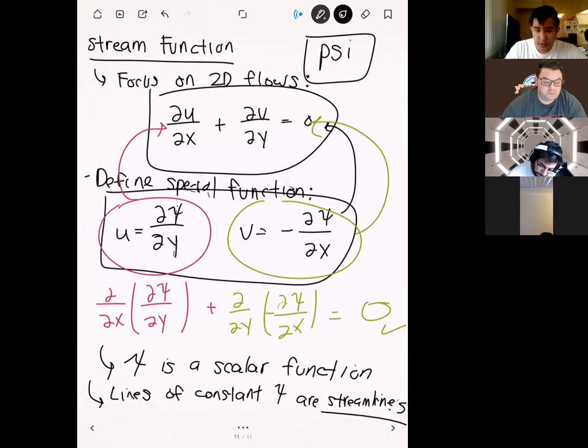All right, any questions on this? Okay, so that's what a stream function is.